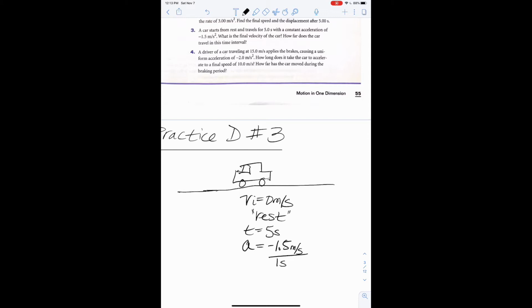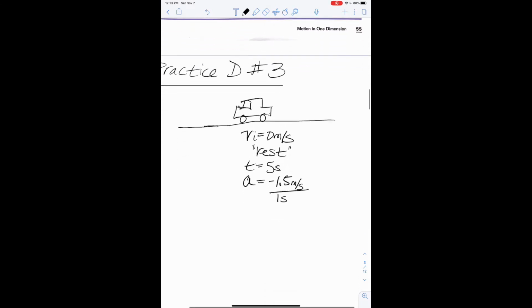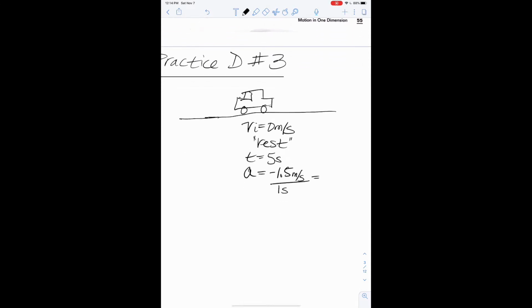So in the first second it'll be going negative 1.5, or after the first second it'll be going negative 1.5 meters per second. After the second, negative 3 meters per second. After the next second, a negative 4.5 meters per second, and so on. So we write that as negative 1.5 meters per second squared.